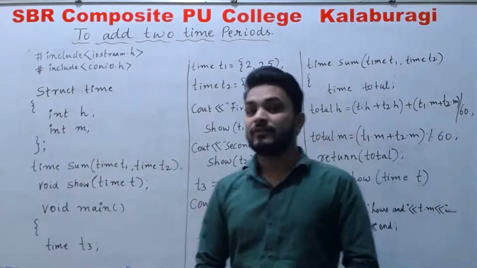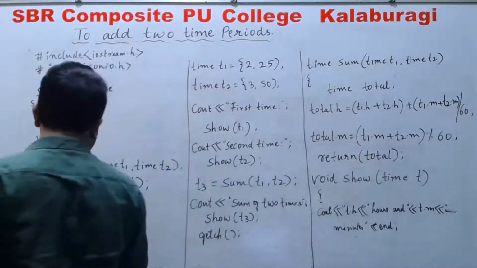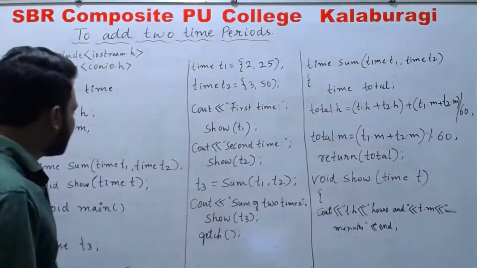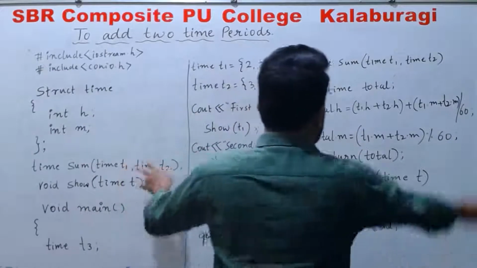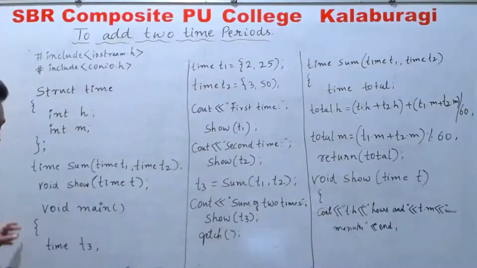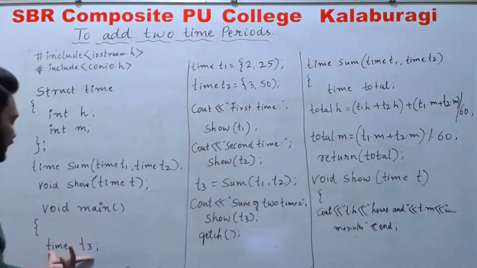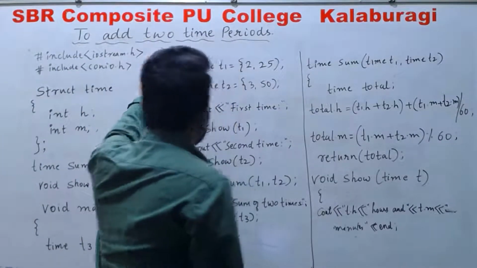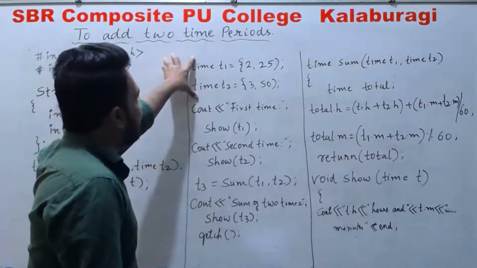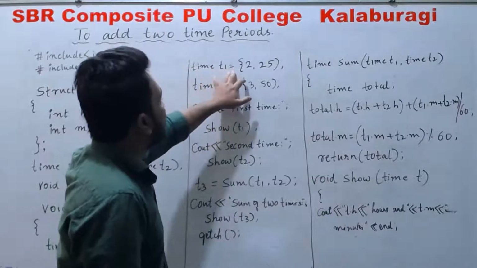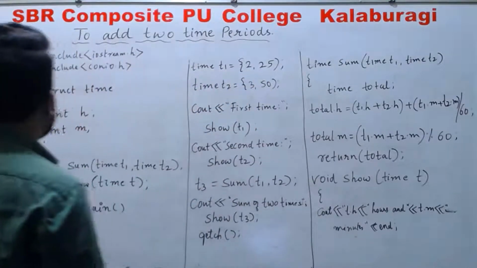We have to write the function prototype and add the arguments here. This is the function prototype we are creating, adding the arguments based on the function, correct? So the next line, I am creating a main function. I am adding a variable Time t3 and initializing a variable Time t1 equal to 2, 25.